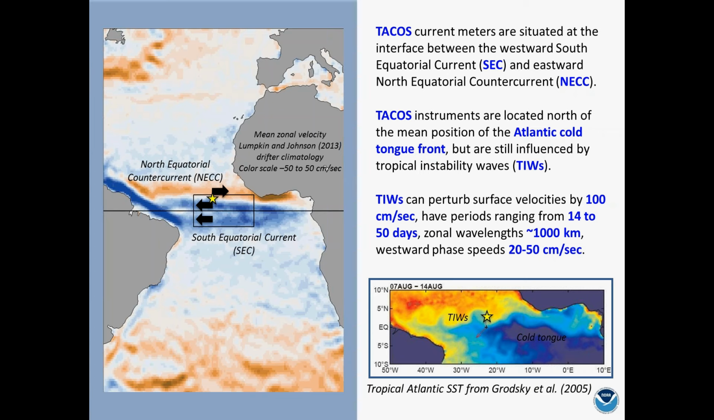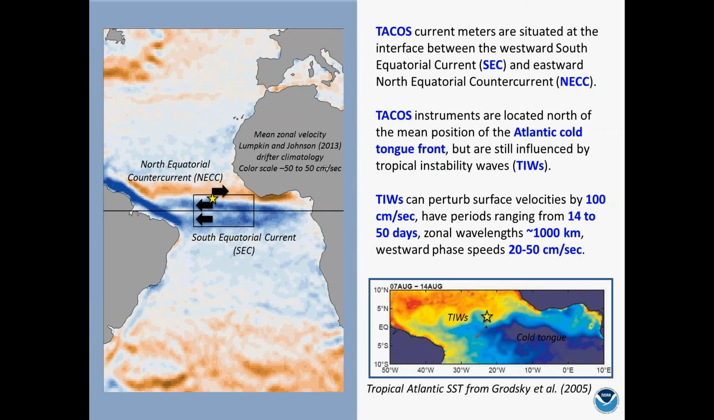So you see that the mooring is basically right between the interface between the south equatorial current, which runs westward, and the north equatorial countercurrent, which runs eastward. So it's a region of strong shear in the north-south direction, strong meridional shear. And that is going to be important later, so file that away.